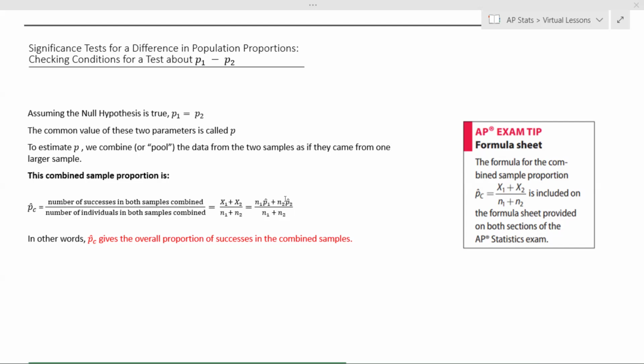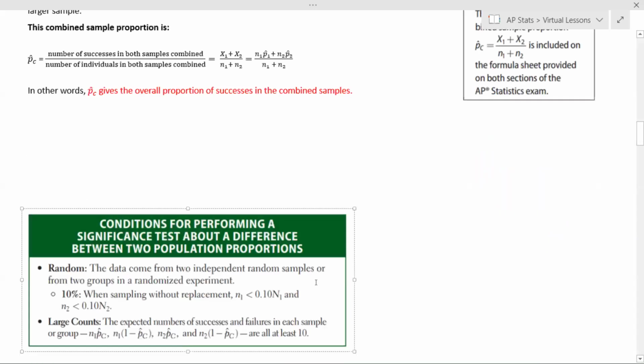I just want to make a note that the formula sheet includes this combined sample proportion on both sections of the AP exam. The thing is, you have to know when to use it. The key here is that we are performing a significance test for the difference in two proportions, assuming there is no difference. So that's why we have to combine the data from the two samples, because we're assuming there is no difference in the two population proportions.